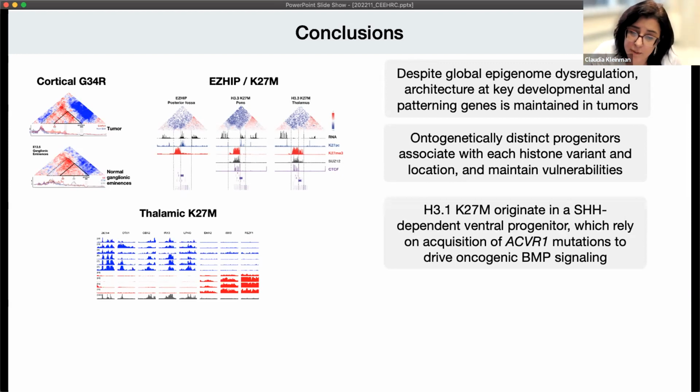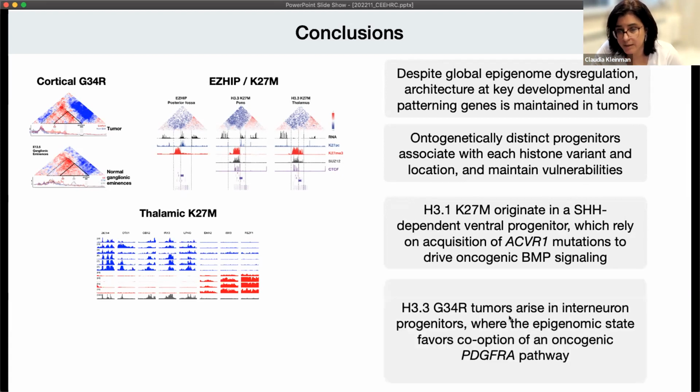We see that H3.1 seems to originate in a sonic hedgehog dependent ventral progenitor, and that it relies on ACVR1 for the BMP oncogenic signaling here. On the other hand, these G34 tumors seem to arise in an interneuron lineage, and it is the epigenome state specific to this lineage that will favor the co-option of the PDGFRA oncogene.